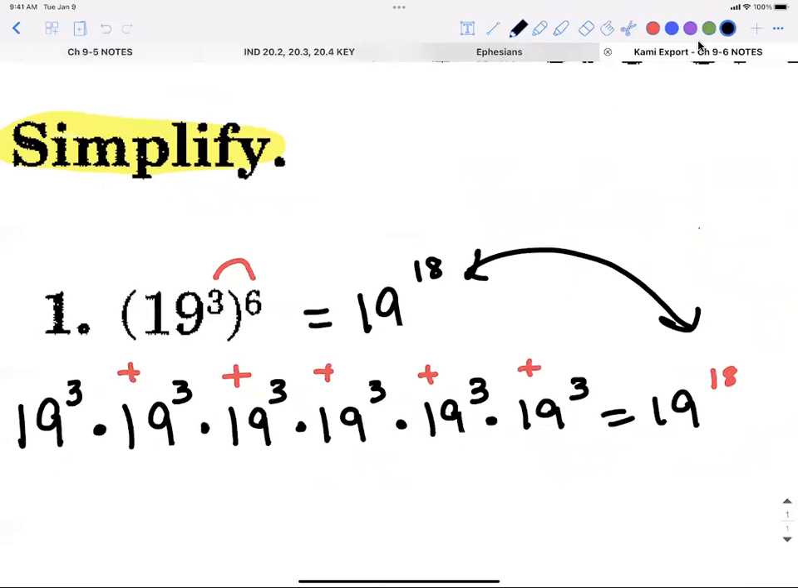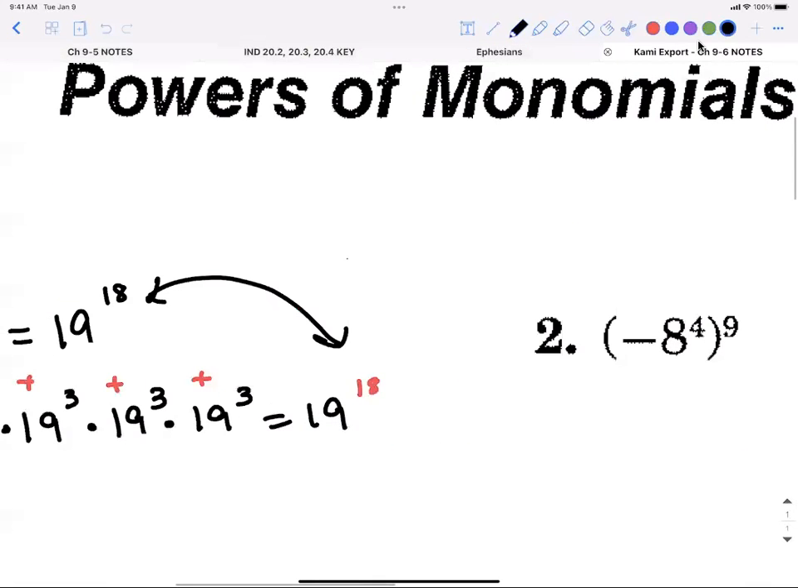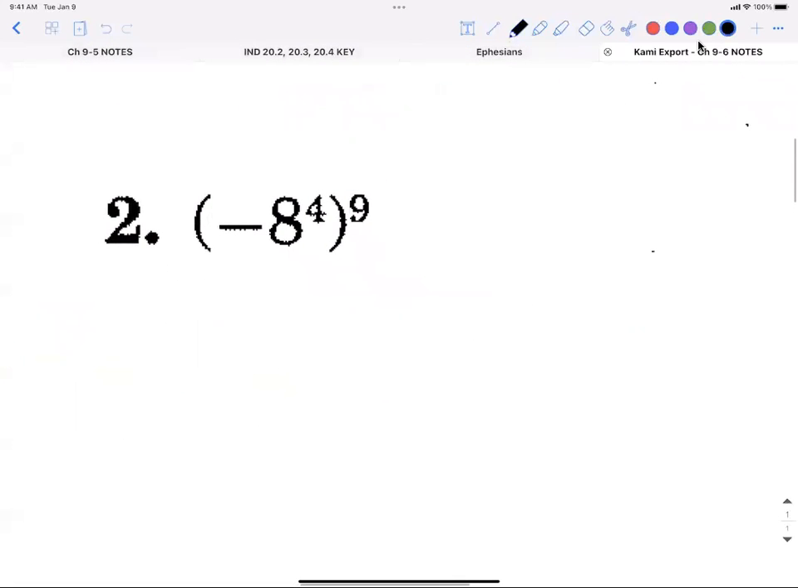And if you're ever not sure, write out what the problem means. Expand it into that big long string of what you're multiplying, and then it'll make a little bit more sense. But we're not going to do the expanded way anymore. So for the rest of the worksheet, the notes, we are going to just do the shortcut.